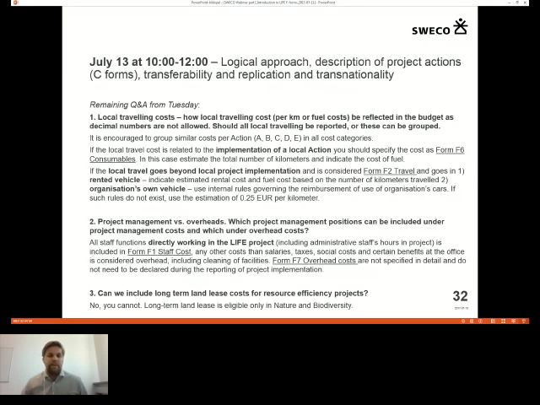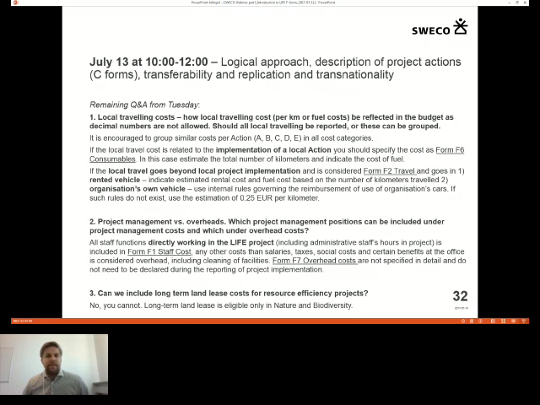First of all, we have a couple of questions from Tuesday. Some of them you can read in front of you. We had one question concerning local traveling costs and where to write those or how to calculate them. And I wanted to provide a little more thorough answer to this question, because local travels could be for implementation of local action. In this case, the fuel required can be specified under form F6, consumables.